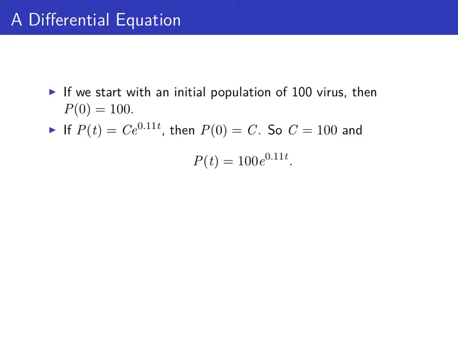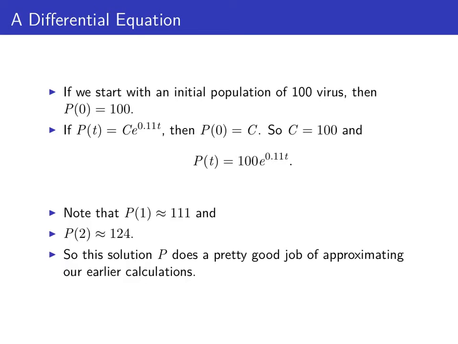If we use our function p of t equals c times e to the 0.11t, then p of 0 is c times e to the 0, e to the 0 is 1, so p of 0 is c. That makes c equal to 100. And so our model for our population growth of our virus is 100 e to the 0.11t at time t. Now, if you evaluate this function p at 1, you get about 111. And if you evaluate it at 2, you get about 124. So this solution p actually does a pretty good job of approximating our earlier calculations.